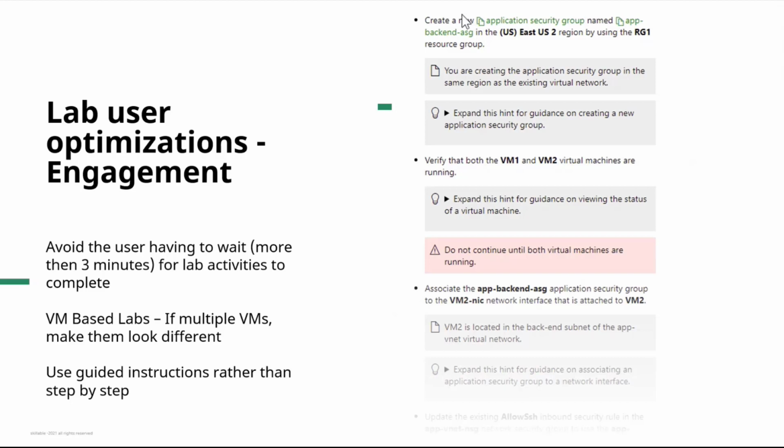But especially in this world where we're doing more and more self-paced learning, we also have to ask, what if people struggle with that? What if people can't get started that way? So in this example, you've got the expand this hint for guidance on creating a new application security group. That might contain the step-by-step instructions, or certainly a more detailed set of instructions.